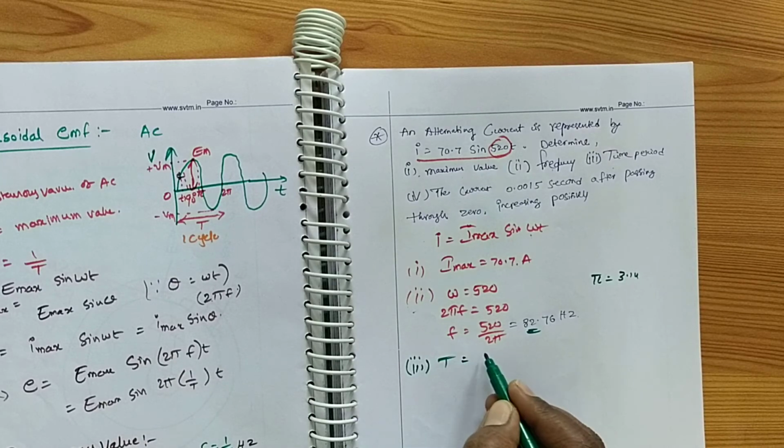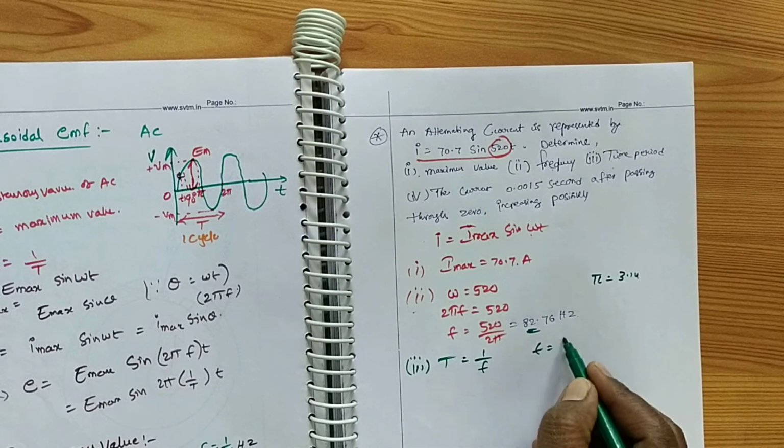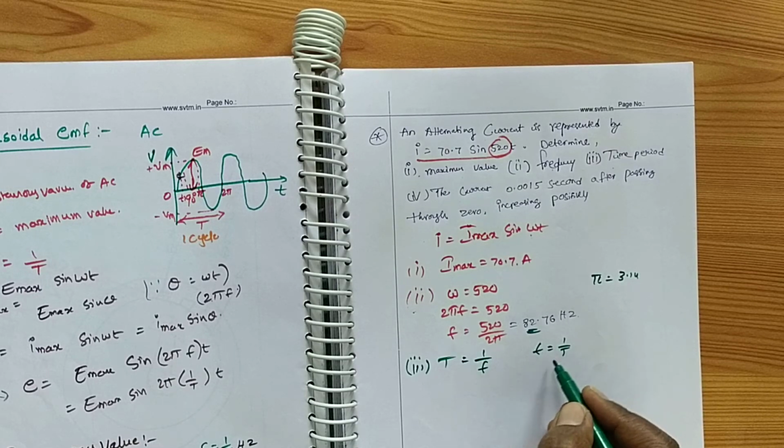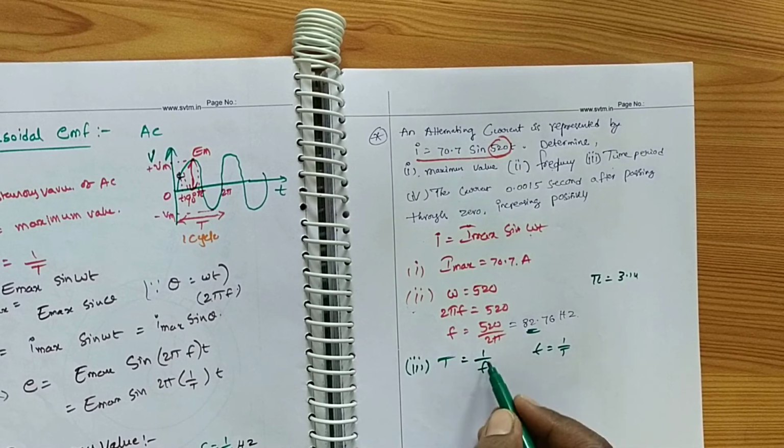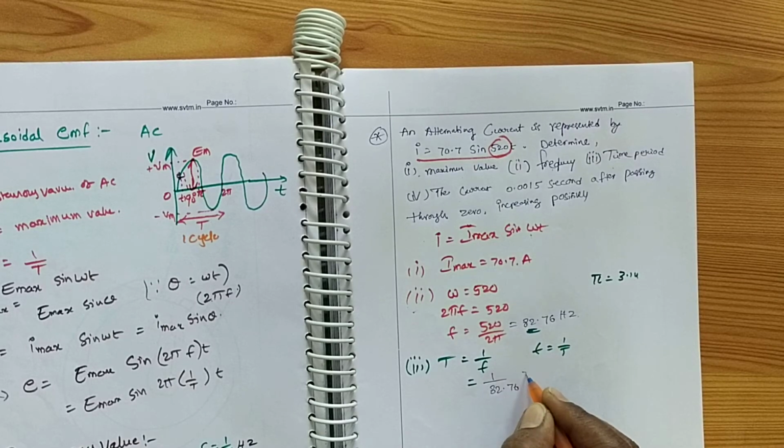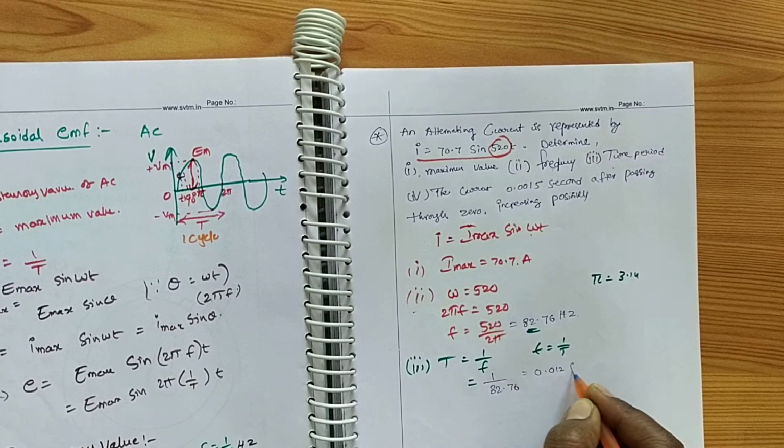I already told you, it is 1 by f. Frequency f equal to 1 by t, so from this, time period t equal to 1 by f. If you calculate 1 by 82.76, that equals 0.012 seconds, which is the time period of 1 cycle.